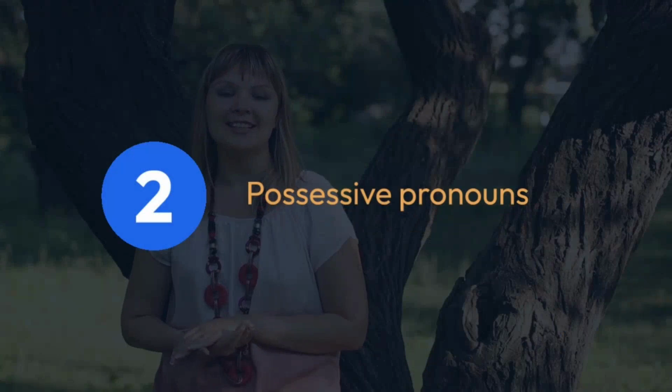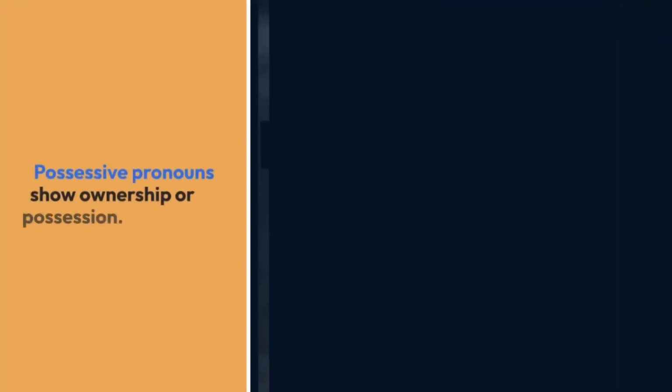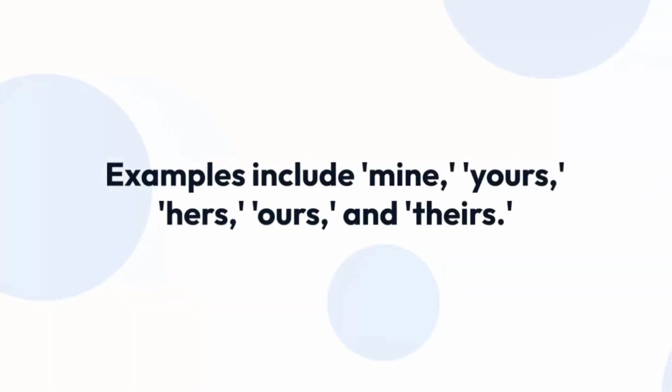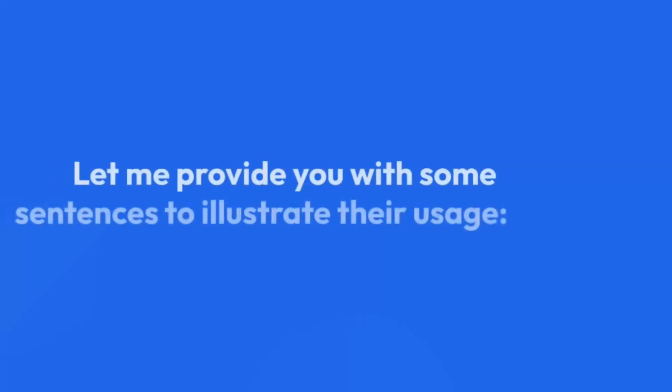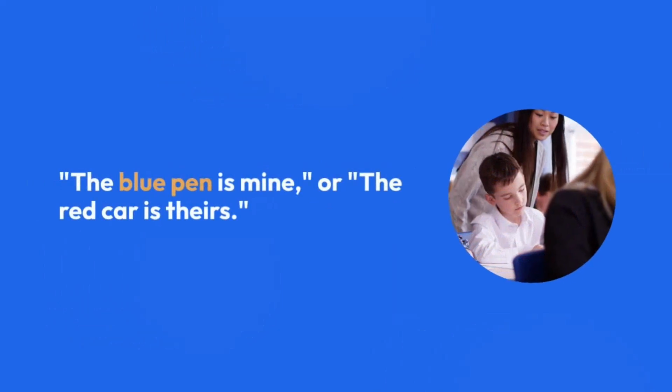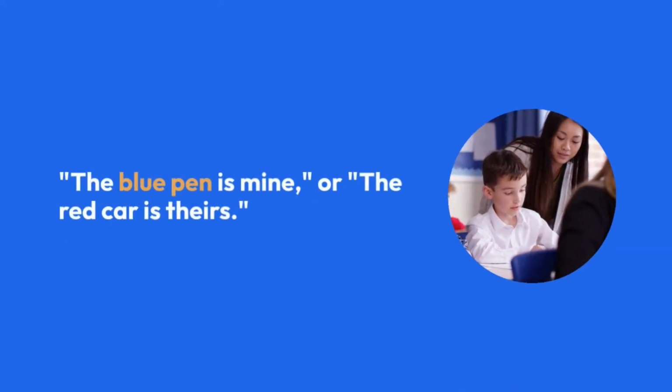Second, possessive pronouns. Possessive pronouns show ownership or possession. Examples include mine, yours, hers, ours, and theirs. Let me provide you with some sentences to illustrate their usage. The blue pen is mine, or the red car is theirs.